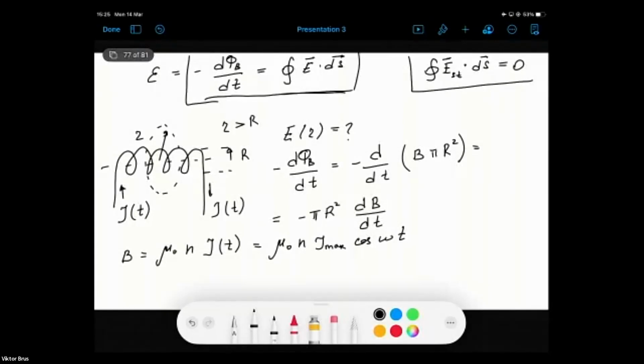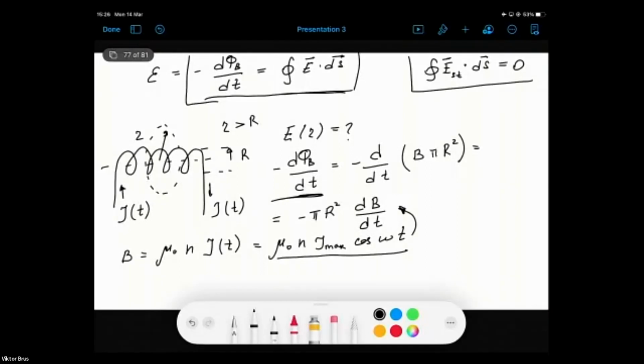So in order to get this negative first derivative of magnetic field flux, we need to substitute this expression for the magnetic field as a function of time, and then take the first derivative over time.